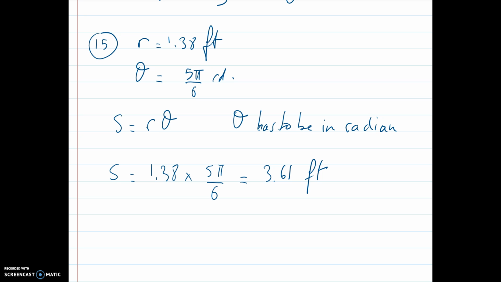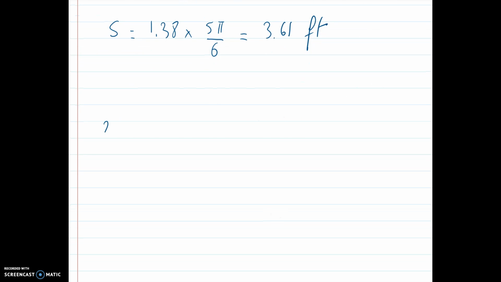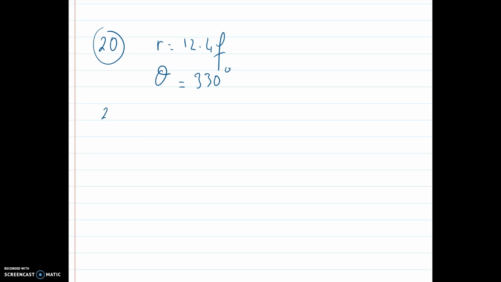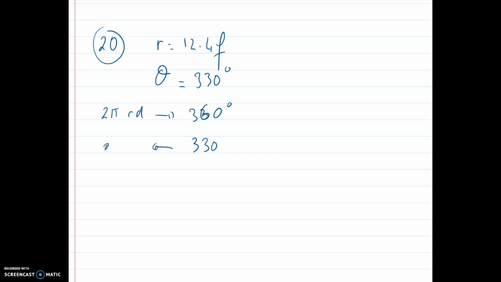Let's try to do problem number 20. On problem number 20, I got R equal 12.4 foot and the angle theta equal 330 degrees. Obviously, I must convert my angle into radian, and I know that 2 pi radian corresponds to an angle of 360 degrees. Therefore, 330 degrees will correspond to x radian. To find the value of x, I multiply the diagonal and I divide by the last term.